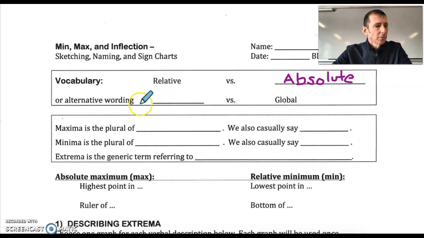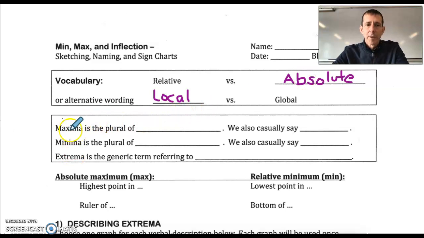A relative min or max is also called a local min or max, and it is just in a very short little region of your graph, in that little subset region or domain restriction. That is the highest or lowest point, where an absolute max is global, the entire graph. If you look at the whole graph, the entire domain, that is the absolute highest or lowest point on it at all.